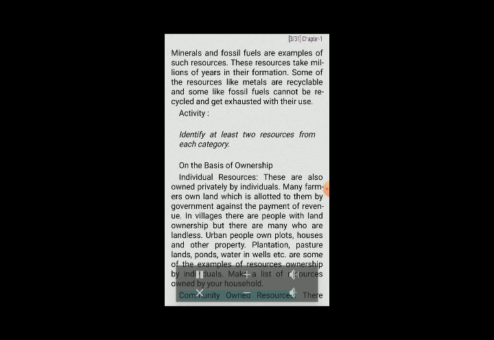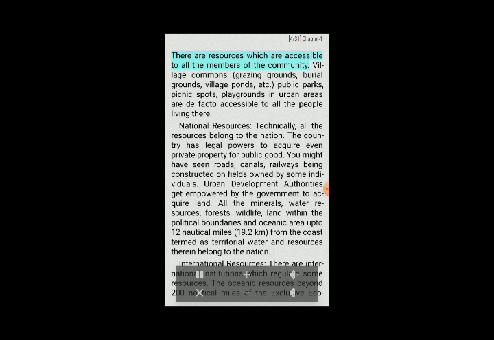Community-owned resources. There are resources which are accessible to all the members of the community. Village commons, grazing grounds, burial grounds, village ponds, etc. Public parks, picnic spots, playgrounds in urban areas are de facto accessible to all the people living there. National resources. Technically, all the resources belong to the nation. The country has legal powers to acquire even private property for public good. You might have seen roads, canals, railways being constructed on fields owned by some individuals. Urban development authorities get empowered by the government to acquire land.